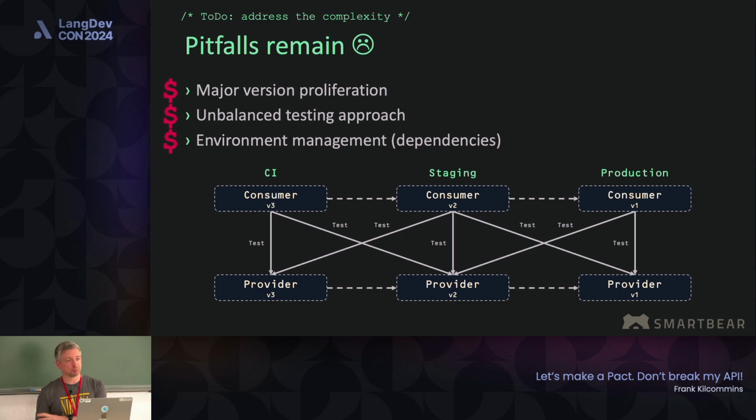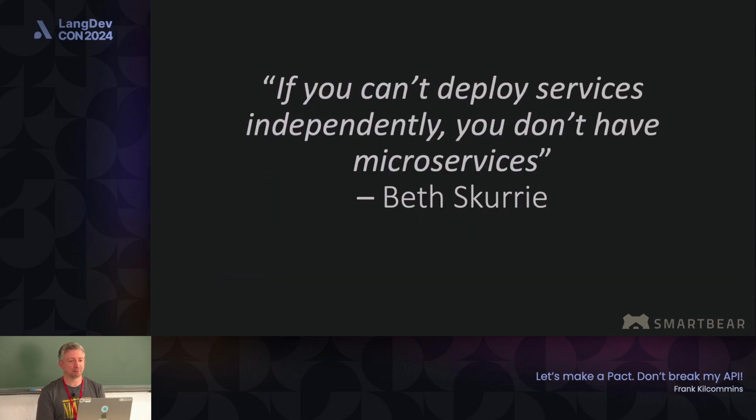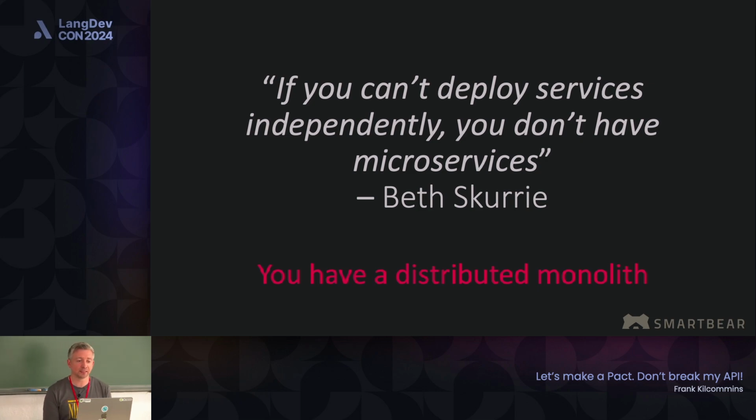And I'm going to propose a solution to this, of course, which is bidirectional contract testing. But before I do that, I'll just put a quote on the screen, which is from one of my colleagues, one of the founders of Pact, Beth Scurry. And she says, if you can't deploy services independently, then naturally you don't have microservices. And not alone that, you have something that's actually very bad. You have a distributed monolith, which takes away all of the promises of componentization and leaves you with not much reward and a lot of effort behind the scenes.